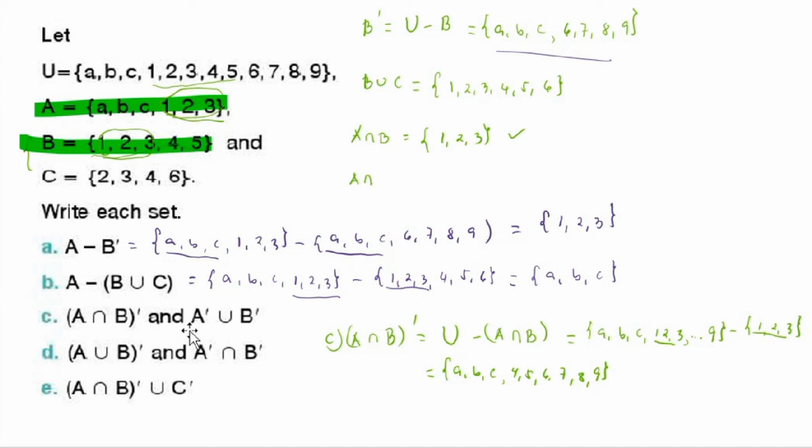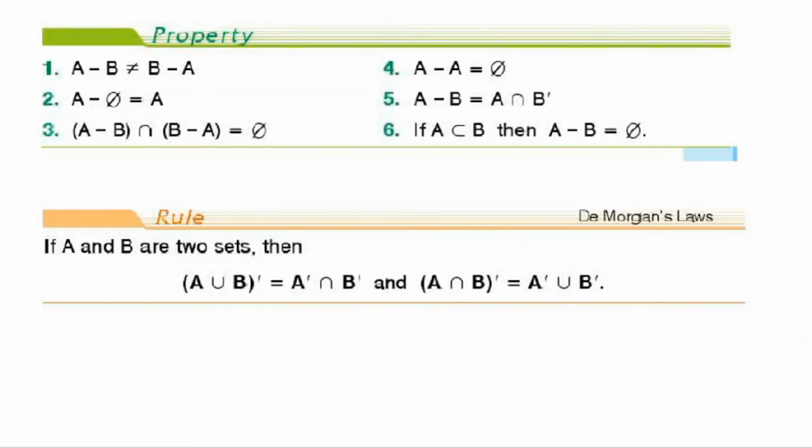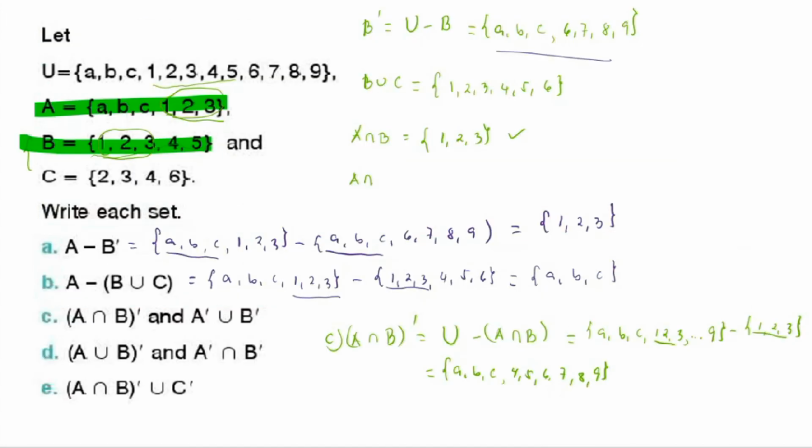We also have A complement union B complement. If we're going to solve for that, the answer would be just the same as the complement of A intersection B. But we will try to show it. According to the property, we have here the complement of A intersection B is equal to A complement union B complement.